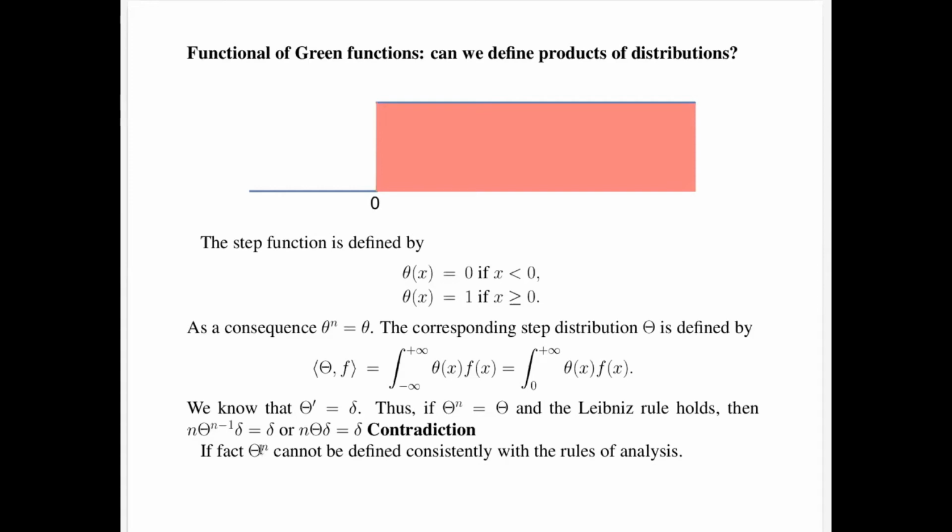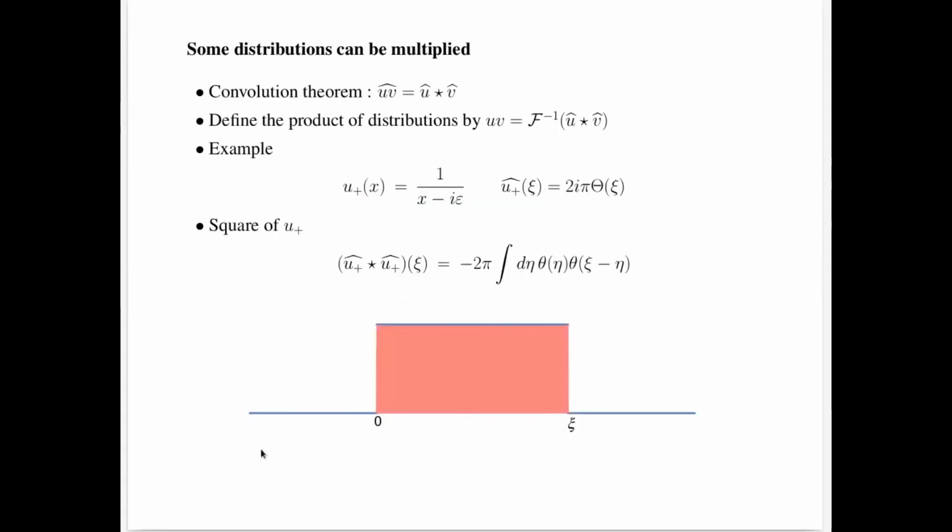Now, still there are distributions that can be multiplied. And there is a classical theorem of Fourier analysis, which says that the Fourier transform of a product of two distributions, when the product is defined, is equal to the convolution product of their Fourier transforms. So there is a way to define the product of distributions by just taking the convolution of the Fourier transforms and then taking the inverse Fourier transform.